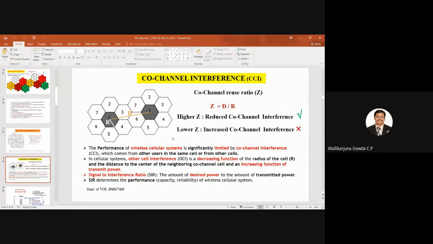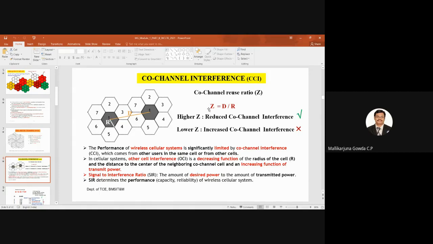Here we define the co-channel reuse ratio, denoted by the letter Z, which is equal to D by R. What is D? D is the distance between the co-channel cells, as shown here, and R is the radius of the cell. So D by R will give you the co-channel reuse ratio.